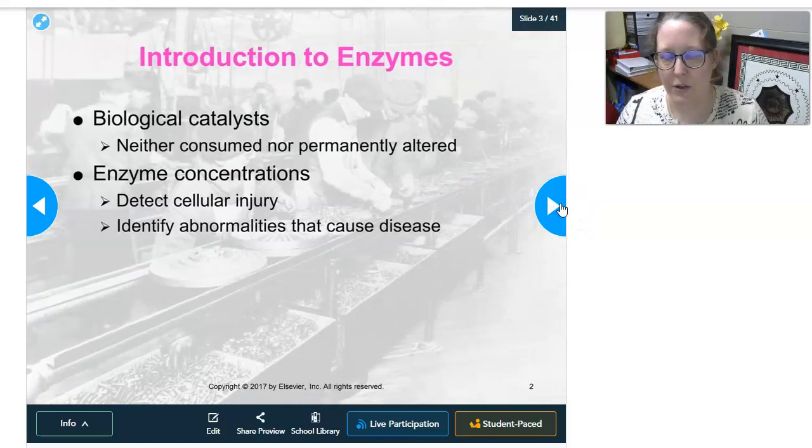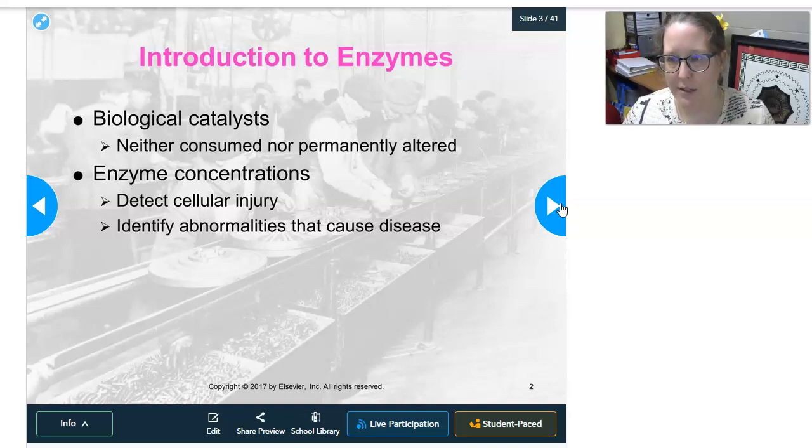All right, so let's start our introduction to enzymes. Okay, so enzymes first are biological catalysts, meaning they facilitate chemical reactions, but they are neither consumed nor permanently altered during that chemical reaction. I like to think of them as assembly lines. So you can kind of see the picture in the background there of old-timey assembly line factory work. Basically enzymes are like little mini assembly lines, and they have usually one specific reaction that they work on.